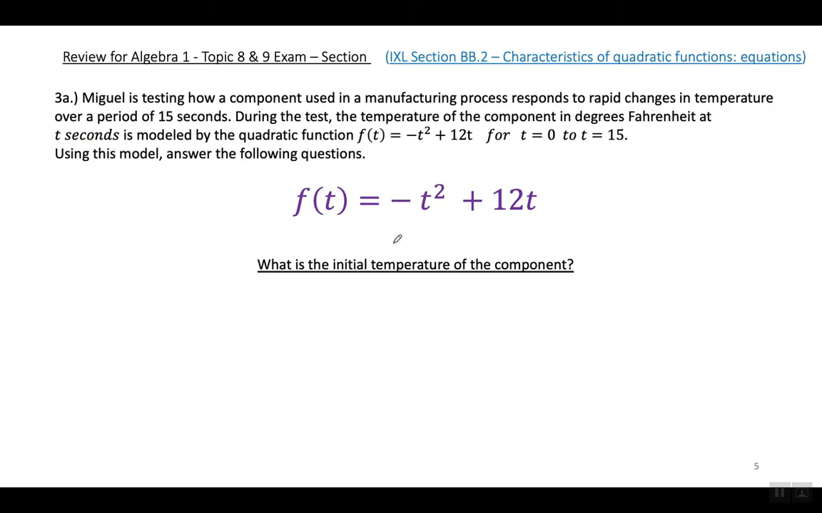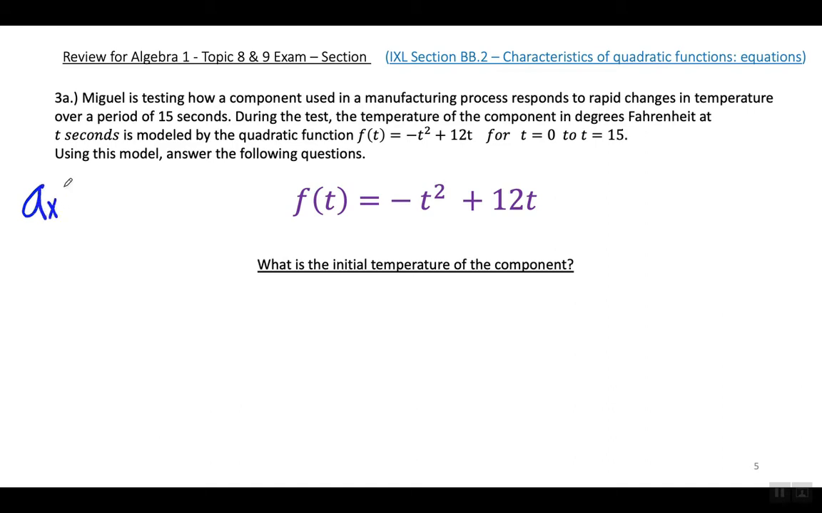Okay, so with that in mind, let's look at our first question. The question says, what is the initial temperature of the component? Initial means at the beginning. So at the beginning of this little experiment, what is the temperature of the component? Okay, I'm going to explain it 2 different ways. The first way I'm going to explain it is this.